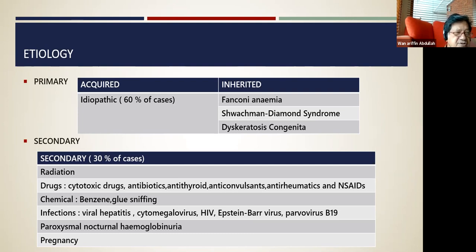And to confirm the diagnosis, you have to do bone marrow aspiration. Based on that, you can divide into whether it is mild, moderate, severe, or very severe. Very severe, bone marrow transplant. Moderate and severe, you may try immunosuppressive therapy first. If it doesn't work, then you can do bone marrow transplant.